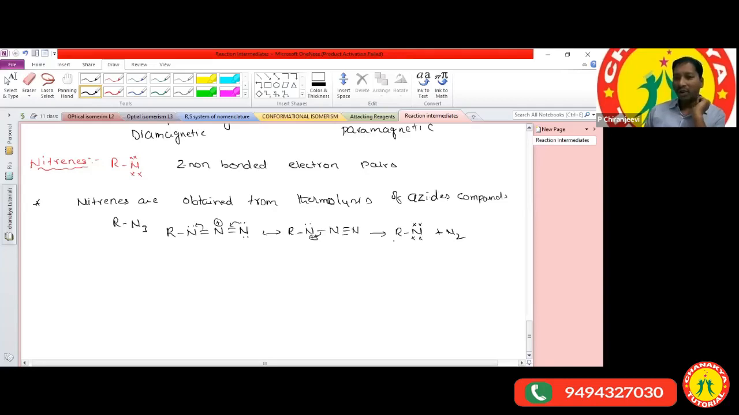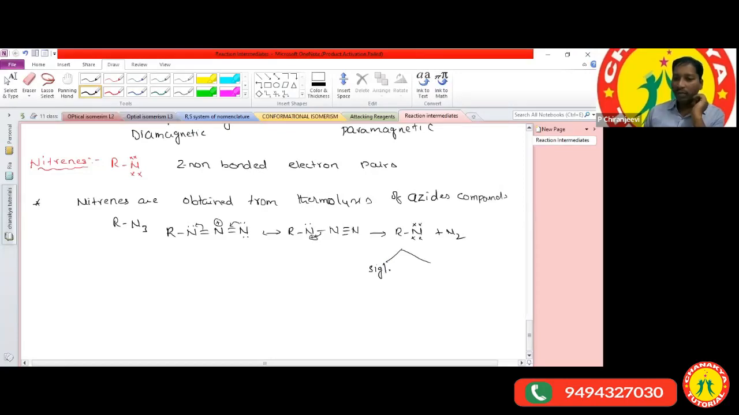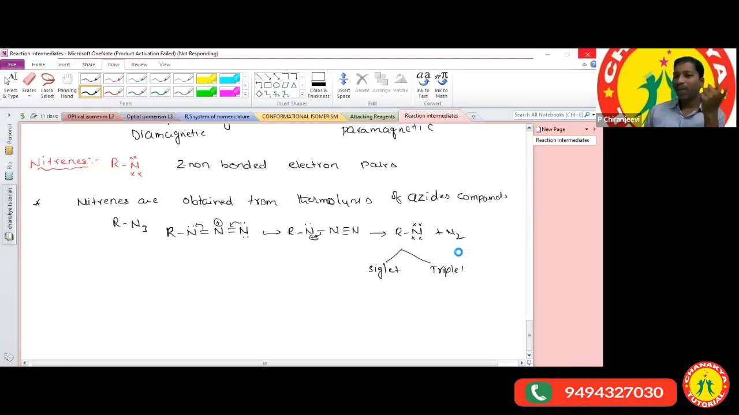Again, like carbenes, we have two types of nitrenes. What are the two types? Singlet nitrene and triplet nitrene. Nitrenes are classified into two types: one is called singlet, another is triplet nitrene. We already know what is meant by singlet and what is meant by triplet.